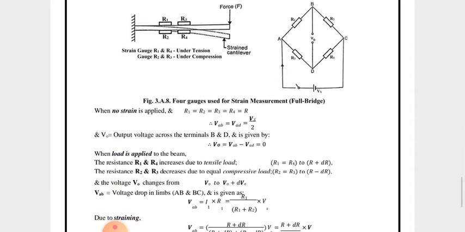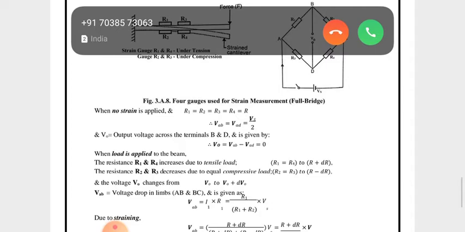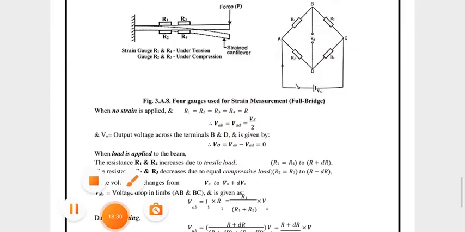When no strain is applied, R1 equals R2 equals R3 equals R4 equals R. So VAB equals VAD equals Vs by 2, which we have already gone through. Therefore the output voltage VO across terminals B and D is given by VO equals VAB minus VAD.